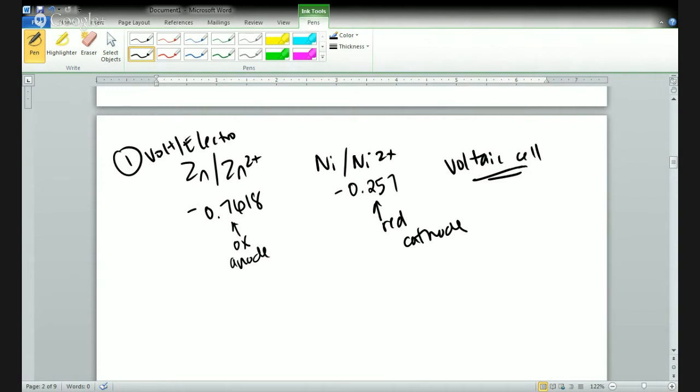What's the purpose of spectator ions in an electrolytic cell? This one is going to be answered at 9:21.